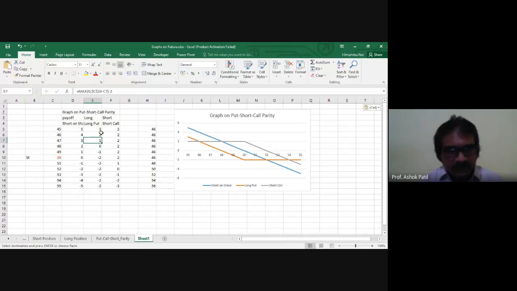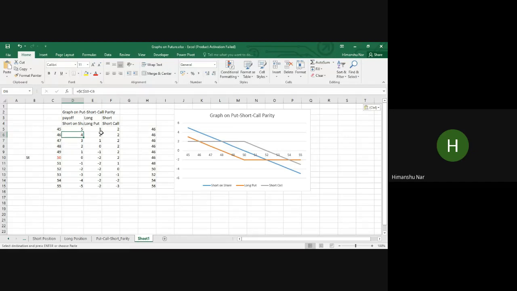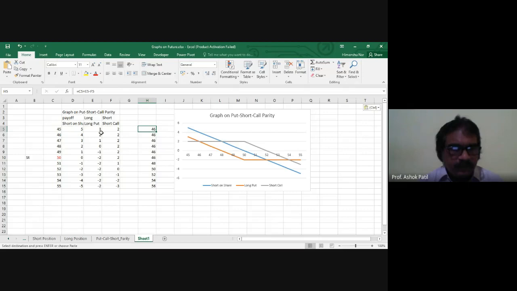Okay, all right, fine. Now, sir, we are basically trying to do minus S minus P plus C. I just wanted to confirm that. Minus S minus P plus C. That means short share, short put and long call. And what is the output going to be?